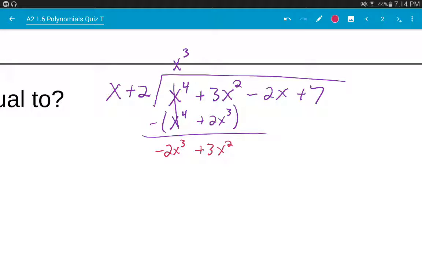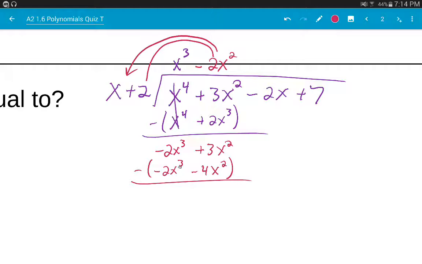x goes into negative 2x cubed, negative 2x squared times. Negative 2x squared times x is negative 2x cubed. Negative 2x squared times 2 is negative 4x squared. Parentheses and subtract. Minus a minus is plus, so this is positive 3 plus 4, so we get 7x squared. And now we're going to want to bring down the next term, which is minus 2x.